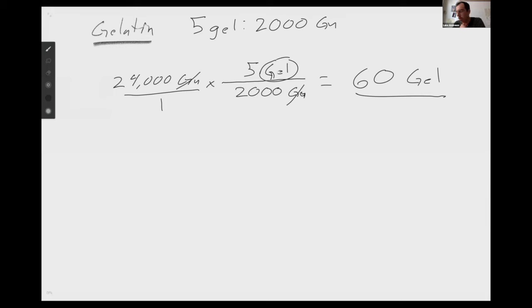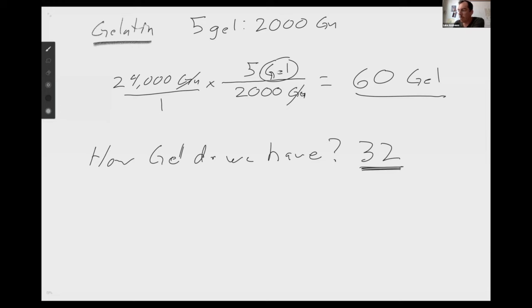to make 24,000 gummies. Okay. So from the question, how many gels do we have? How many gelatin packets do we have? 32. Yes, we have 32. So then how many do we need?